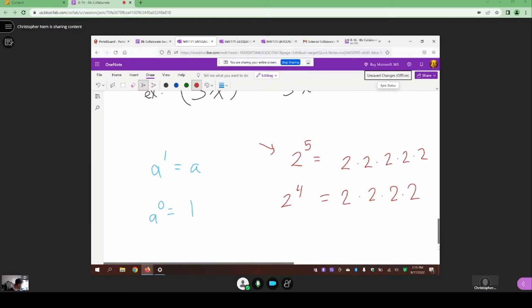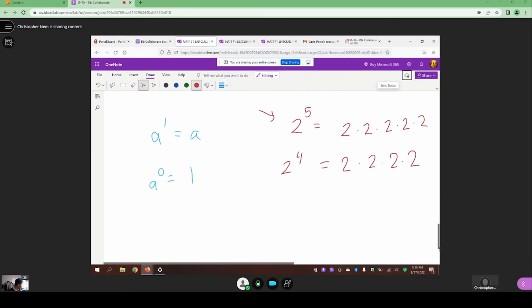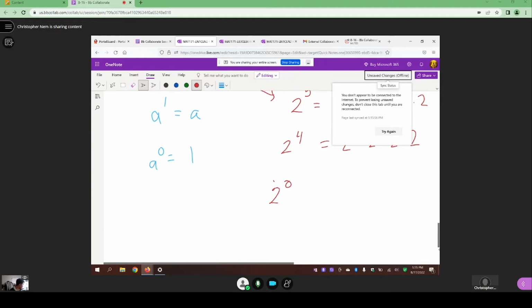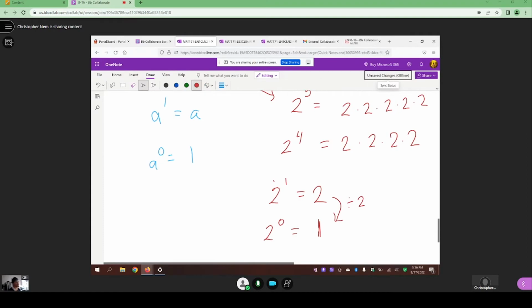Well, if we follow that same logic, if I had 2 to the 1st power, we know it's 2. If I divide that by 2, I should get 2 to the 0th power. Divide by 2 will give me 1. This is why I want you to treat it as integers for the exponent, because we can work with something raised to the 0th power. And I also say integers and not whole numbers because we can work with negative exponents.